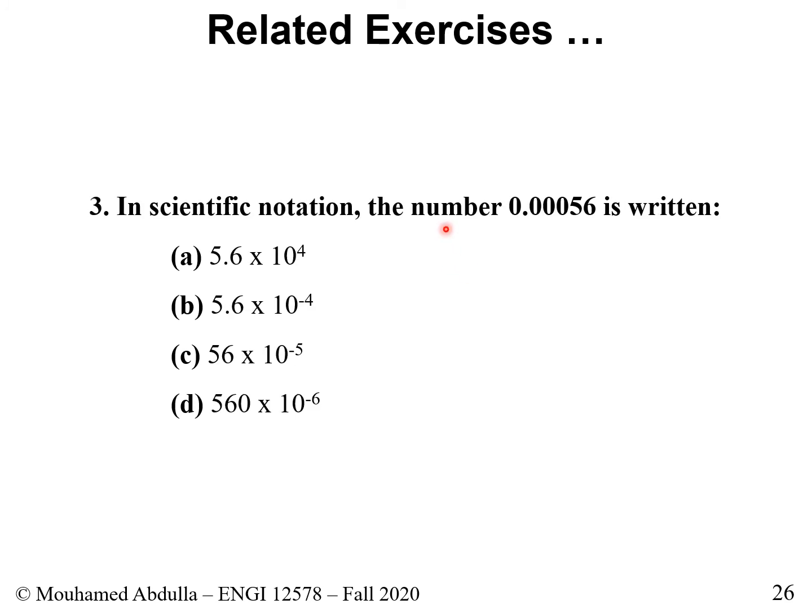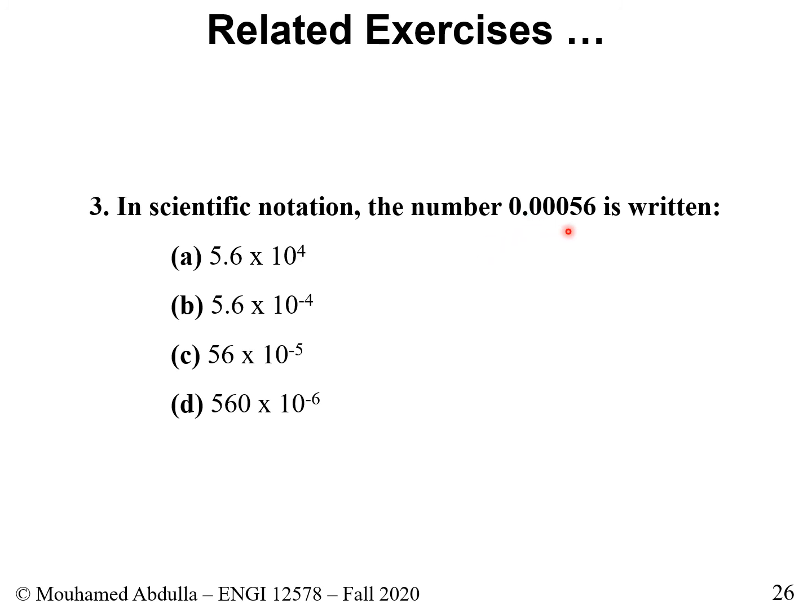Question number 3, in scientific notation, the number 0.00056 is written as which one? So let's look at it. So we want scientific notation. This is not scientific notation. The value here, A, is greater than 10, so this would not work. This is not scientific notation. It's greater than 10. This would not work. Right away, without even looking at this, we know these C and D don't make sense. So we really are between A and B.